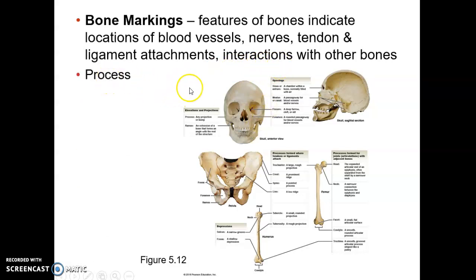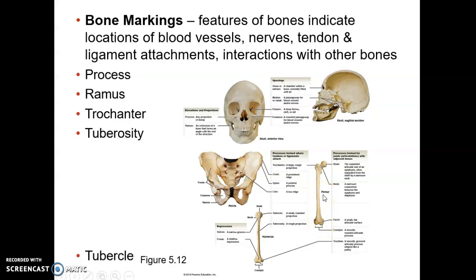So a process is a portion of a bone that kind of juts out. A ramus is like a large process, like on the mandible, the part that juts up and articulates with the skull. A trochanter is a large round projection. A tuberosity is a smaller projection. The font here is pretty small on our figure 5.12, but definitely spend time on figure 5.12 learning some of these bone markings. And as we get into the axial and appendicular skeleton, certain bones will have some of these particular bone markings that you'll have to know.